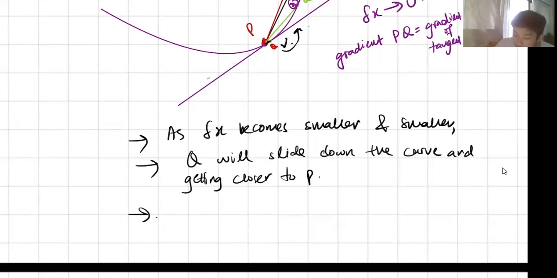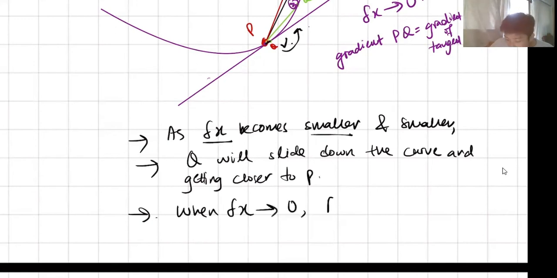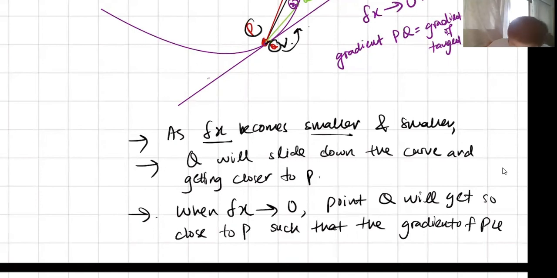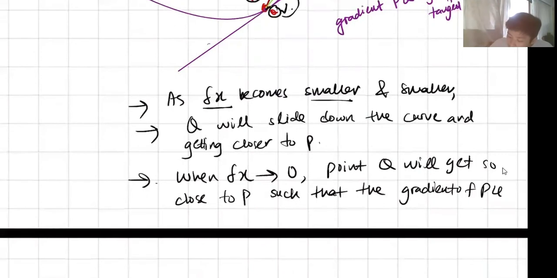When delta x becomes smaller, Q slides down. So when delta x approaches 0, point Q will get so close to P that the gradient of PQ, the gradient of the line between them, is equal or approximately equal to the gradient of the tangent.